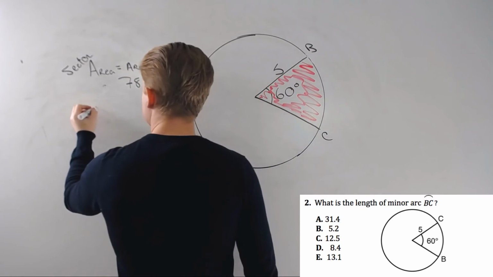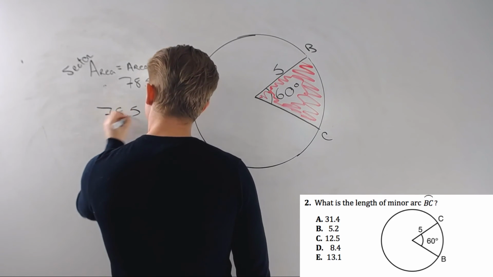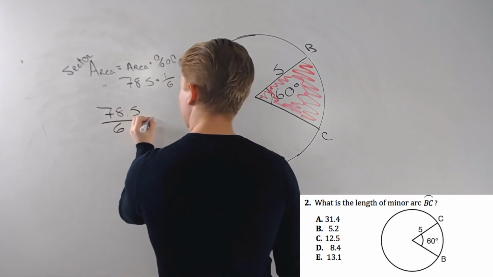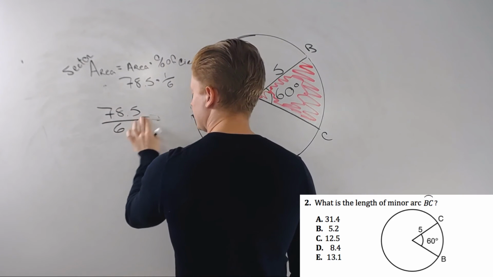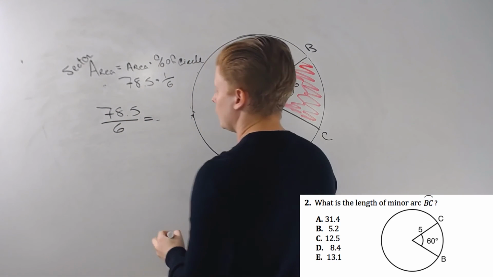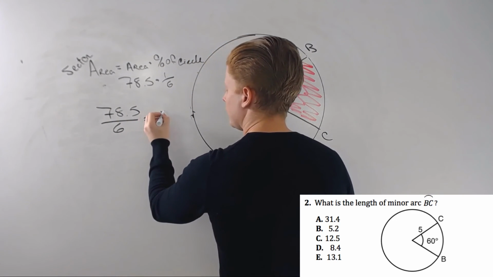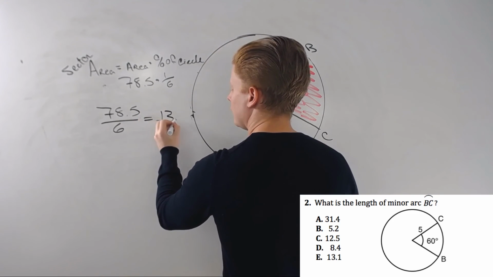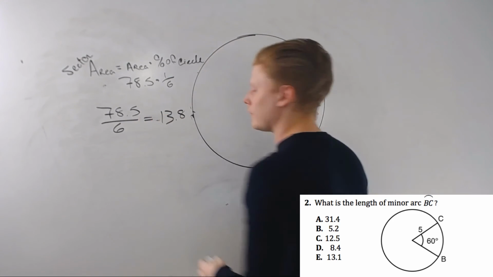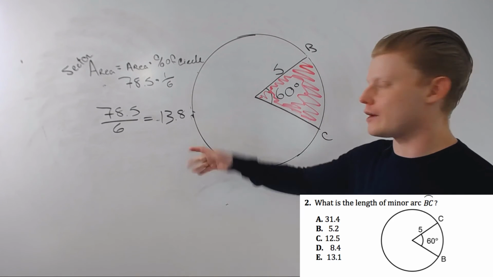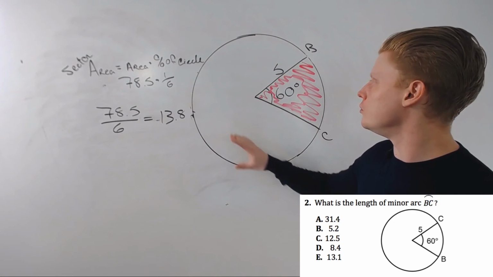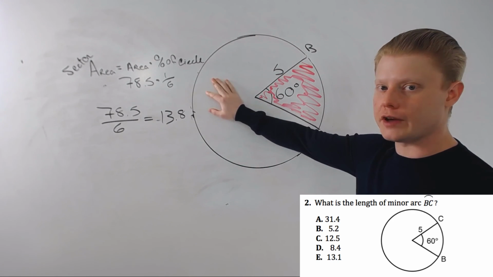So 78.5 divided by 6 will be, let's use an equal sign, 113.8, something like that. Just did that in my head, so it could be a little off, a little loose. But that's how you'd find the area of this sector.